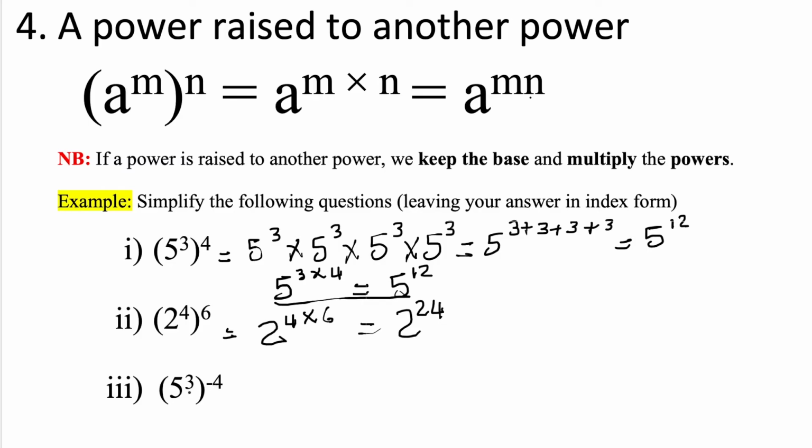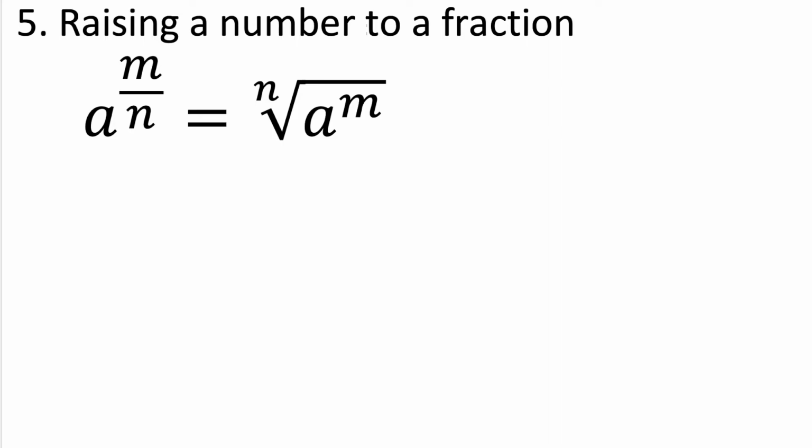Now we follow the same concept for the final example. So we keep the base, which is 5, and we multiply the powers. So here we're going to have 3 multiplied by negative 4. So our final answer is 5 raised to the power of negative 12. This will be our final law in this video. However, in the next video, we will be looking at inverting base, which is a next law that is very important when we're doing laws of indices.